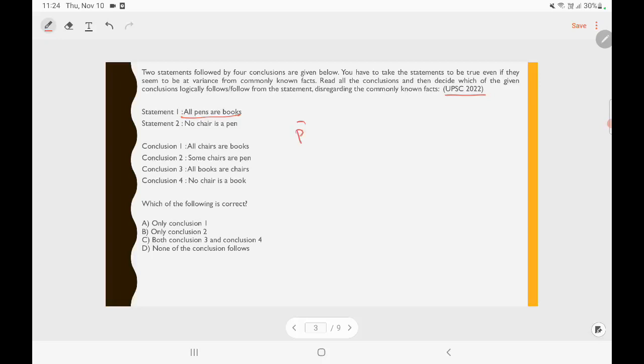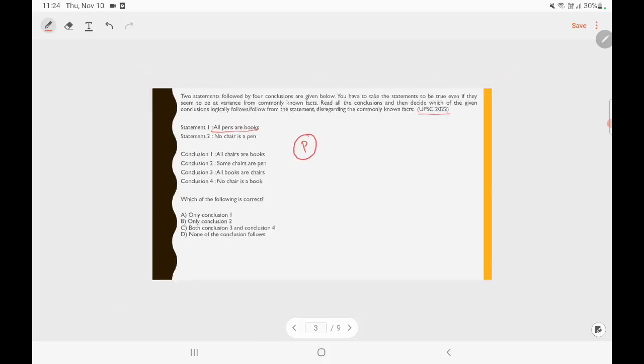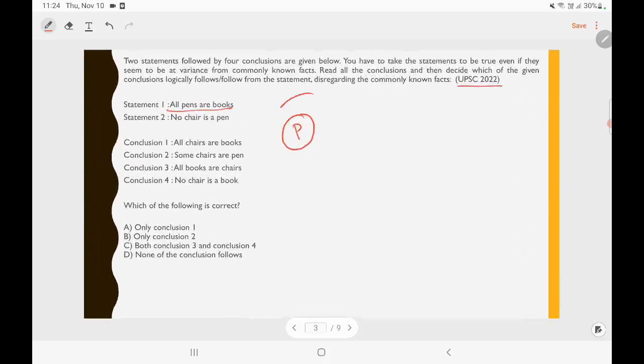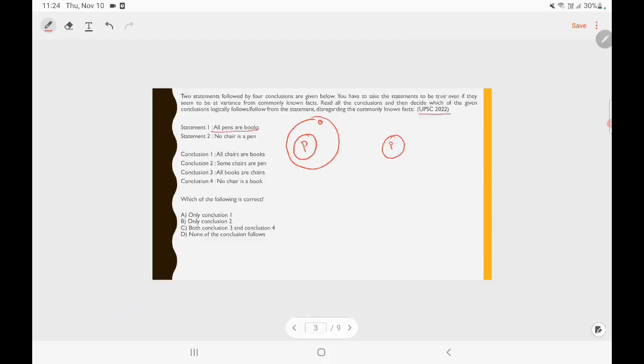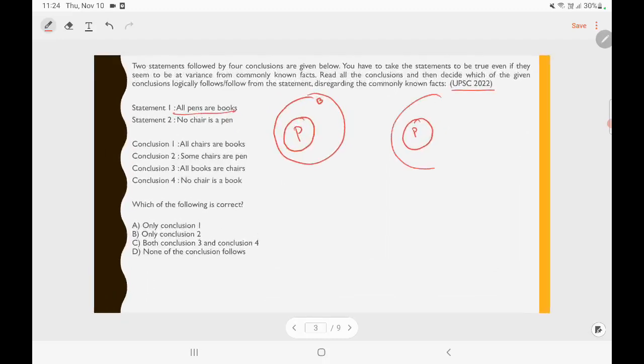So all pens are books means if this circle represents pen, then this will be the circle that represents books, because all pens are books means the circle of pen will come inside the circle of books. Okay, so I am drawing another Venn diagram, the same Venn diagram, because there will be more than one possibility.